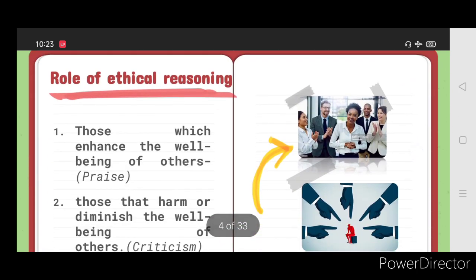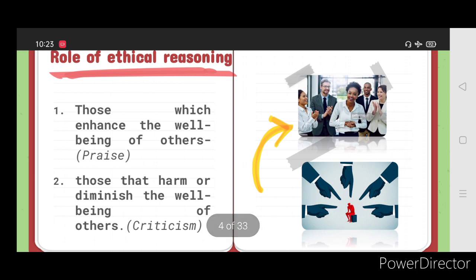Okay, so the role of ethical reasoning: we have two. Those which enhance the well-being of others, like when you praise someone, and those that harm or diminish the well-being of others. It's very rampant nowadays. There are people who praise us.